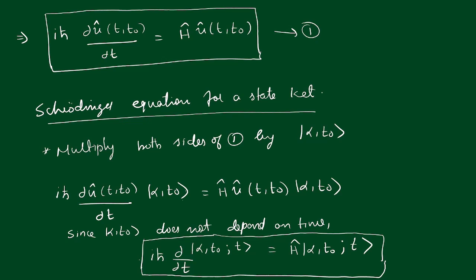We can work with this. You construct this equation and solve it, and you will get the initial ket. And if you know the initial ket, you will get the ket at any other time t. That's one way to do that.